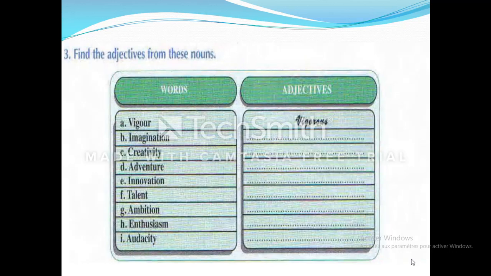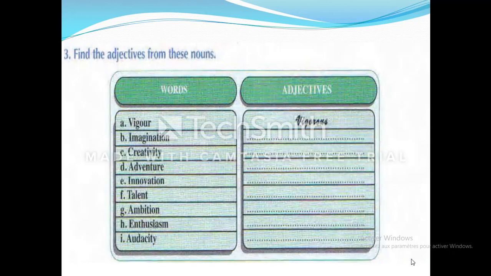Now look at the adjectives column. The example has already been given to you. So for vigor, the adjective is vigorous. As you see here, the meaning doesn't change, but the form is changed. Here we added the suffix ous.